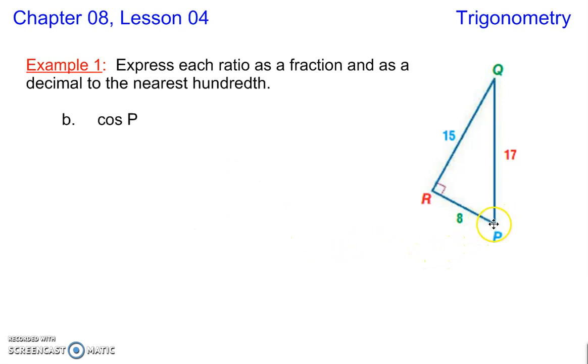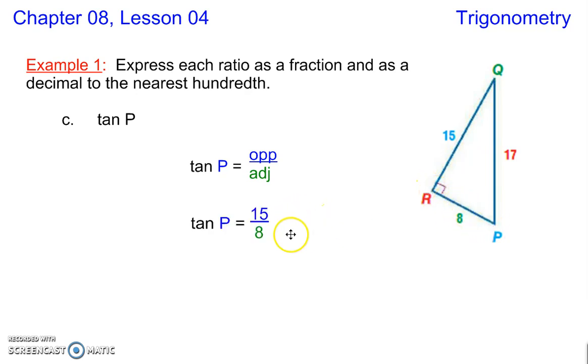Cosine of P: remember, cosine is adjacent to hypotenuse. So we have 8 to 17. Divide those, you get approximately 0.47. That's the cosine of angle P. And then the tangent is opposite to adjacent, so 15 over 8. Divide those out, and you get approximately 1.88.